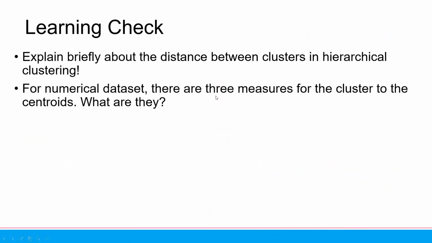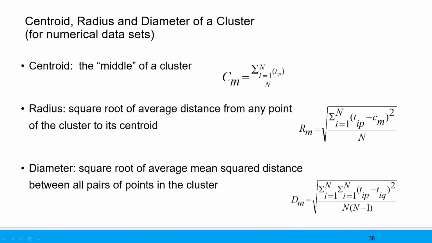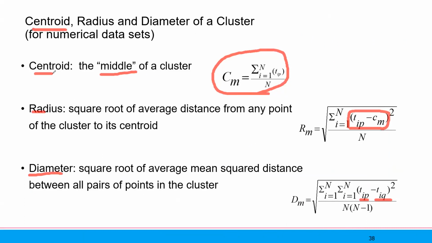For numerical data set, there are 3 measures for the cluster to the centroids. What are they? You can use this one. If you use the centroid, means you will calculate based on the point, and you can check the middle. If you use the radius, it means you want to measure it is based on the centroid. But if it is using the diameter, then you will use the point and point. So those 3 measures can be used to measure based on the centroid.